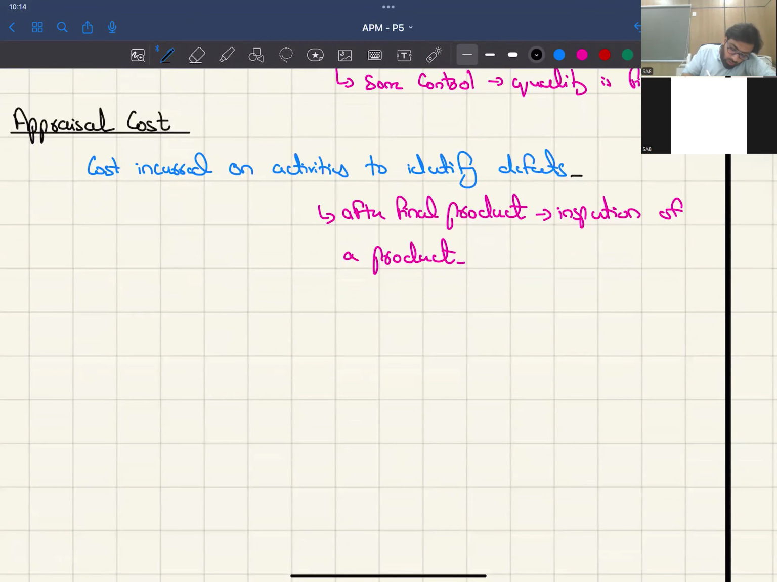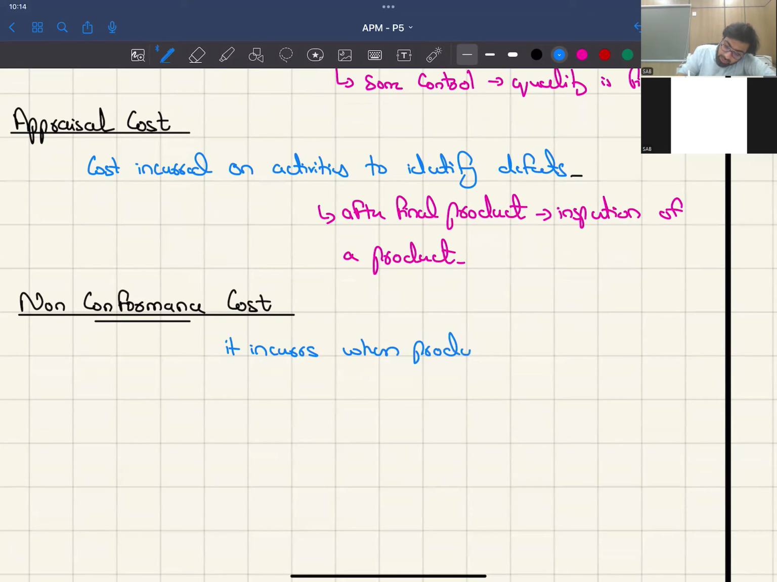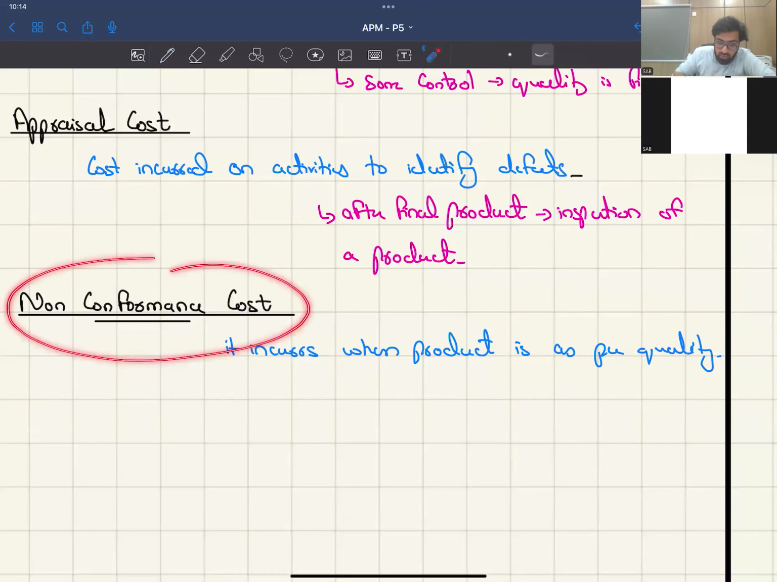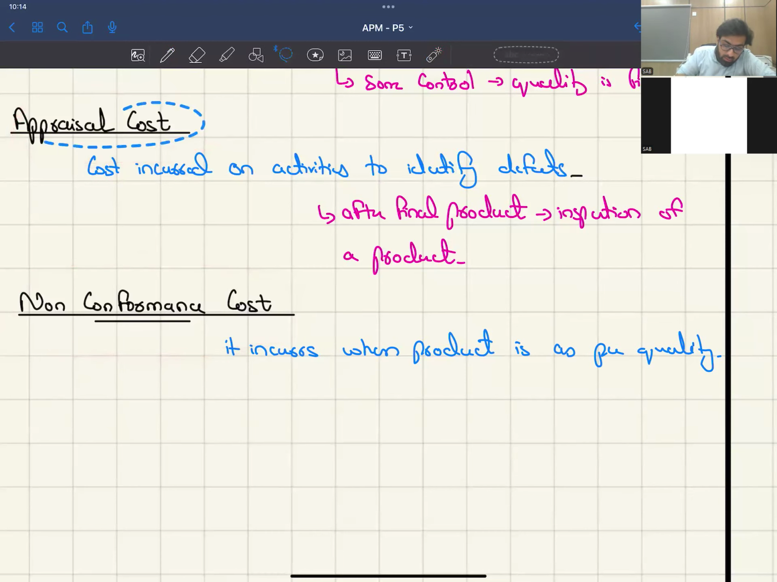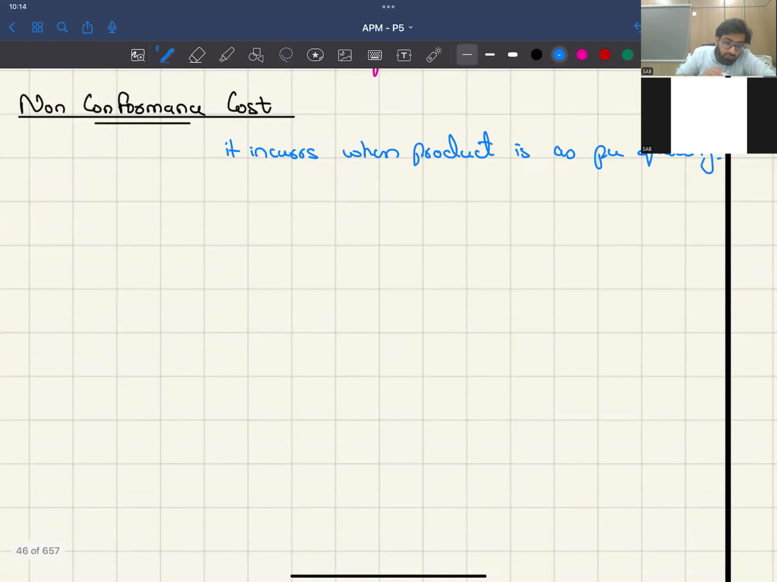Now, non-conformance cost. What's that? It's simple. Non-conformance cost is incurred when the product is not as per quality. So the thing that happens here is non-conformance cost.